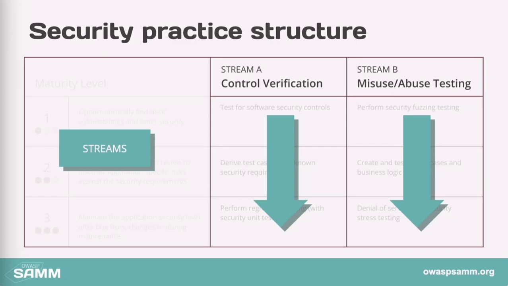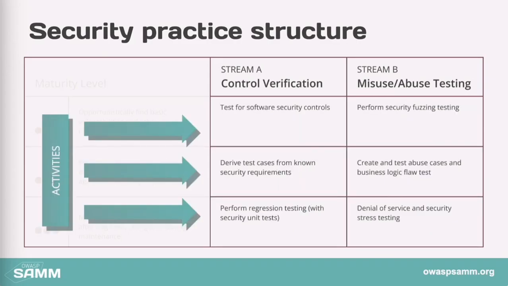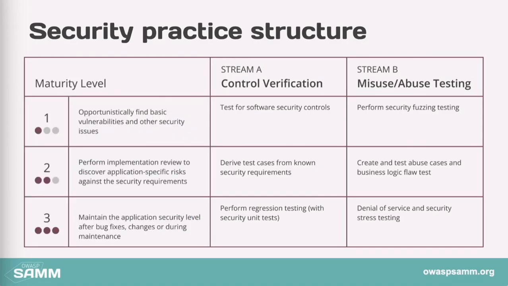For each maturity level in every security practice, SAMM provides a high-level objective that describes what you should be doing per maturity level. For the requirements-driven security testing in level 1, you should have an opportunistic review of the vulnerabilities. In level 2, you would go and do a more thorough implementation review to discover risks against security requirements. Finally, in level 3, the goal is to maintain the application security level. Those are the objectives per maturity level.